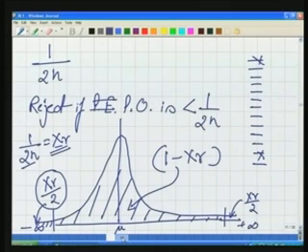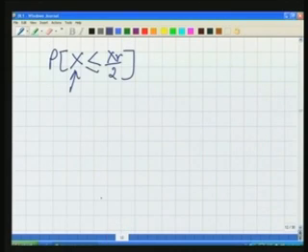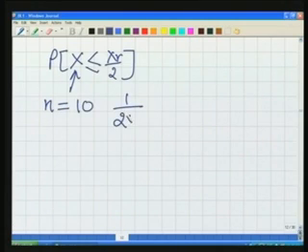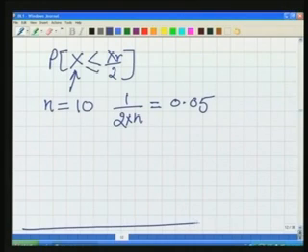Well, what we will do? We will try to do it by an example. Let us say n in our case is 10. So, 1 by 2n corresponds to 0.05. Now, what are we looking for? Again, I will go back to our curve.